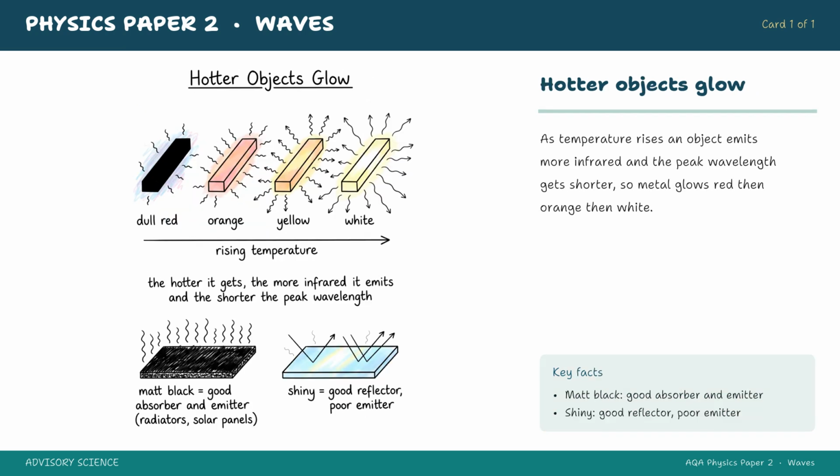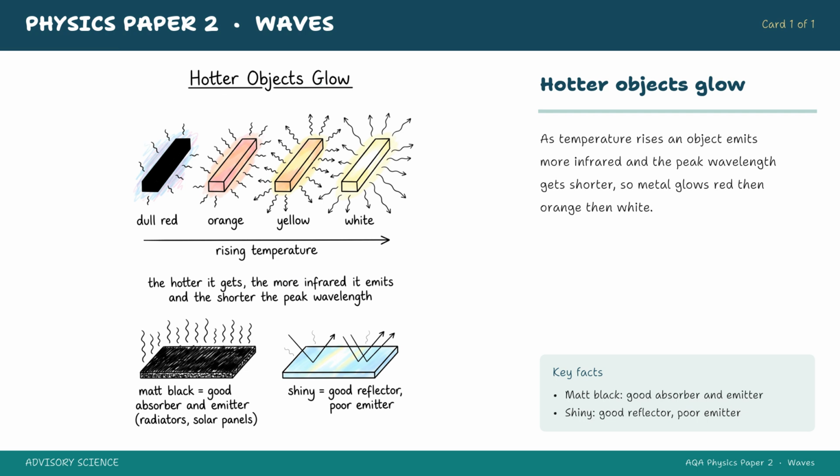As an object gets hotter, it emits more infrared radiation, and the peak wavelength becomes shorter. This is why a piece of metal first glows dull red, then orange, then yellow, and eventually white as its temperature rises. You can show it with a Leslie cube. The matte black side emits the most infrared, the shiny silver side the least.